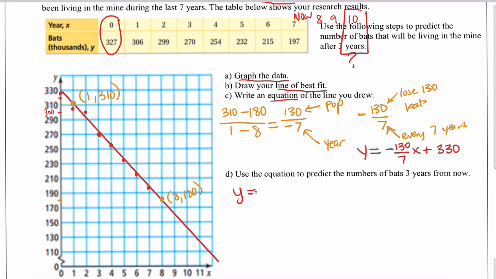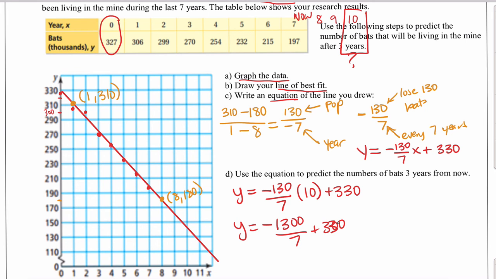So y equals negative 130 for every 7 years times x. Now it says 3 years from now. Well, now is 7. So 3 years from now would be adding 3 to where we're at. So that would be 10 years. So 10 years for my x, plus I started with 330 bats. So negative 130 times 10 is negative 1,300 over 7 plus 330. I'll use my calculator for that so I don't make any mistakes.